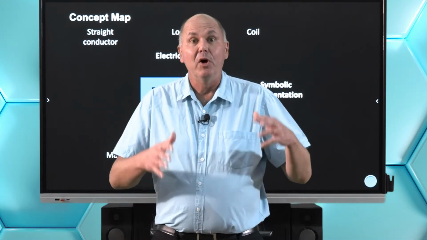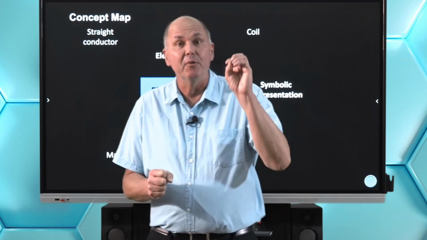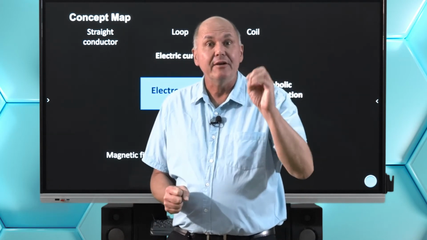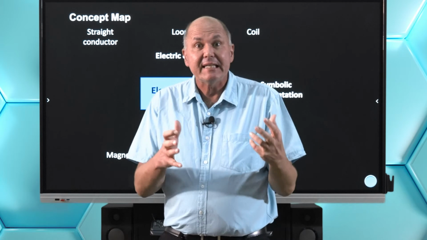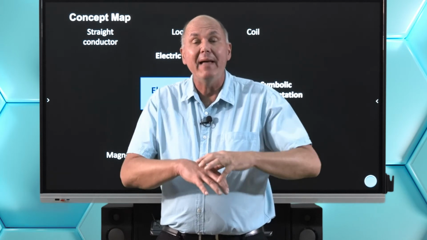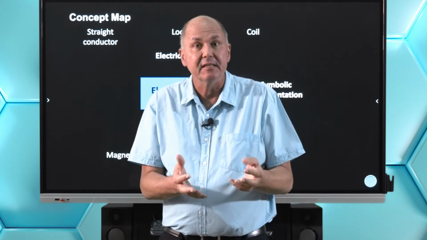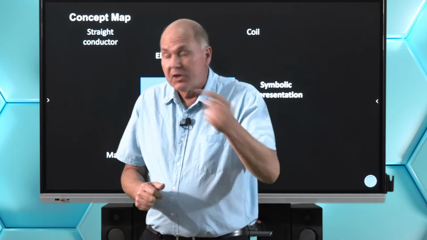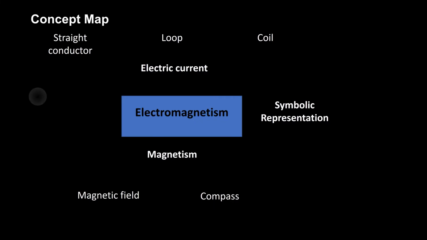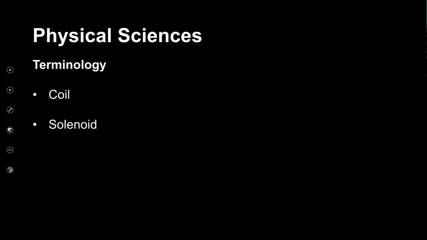Hi everyone, welcome to this physical science lesson again. We're exploring electromagnetism, and in particular we're looking at what the magnetic field pattern is around a coil. So have a look exactly what we're doing here. What is a coil, and what's this word solenoid? It's an interesting word.